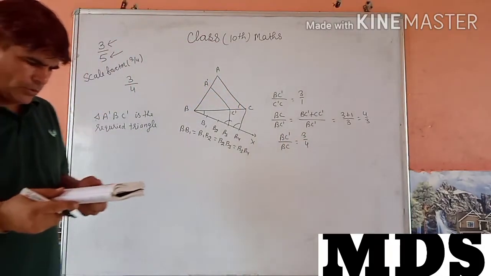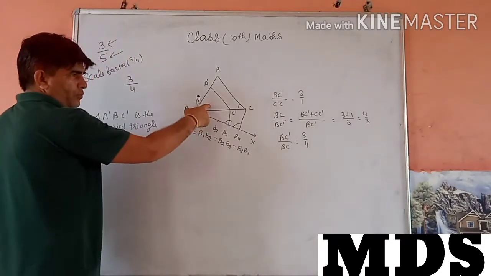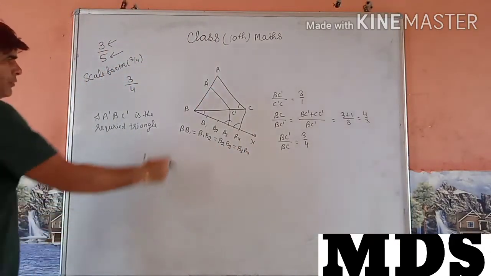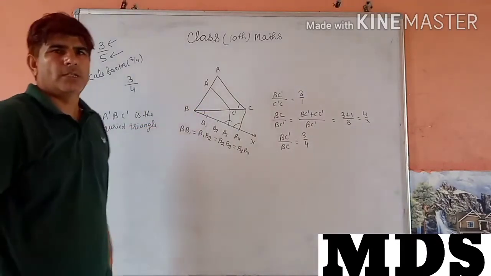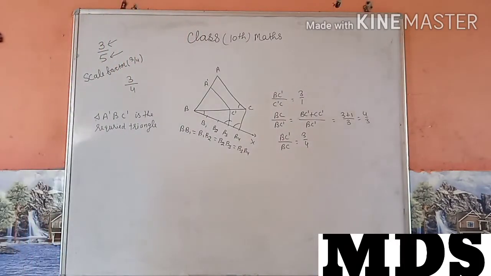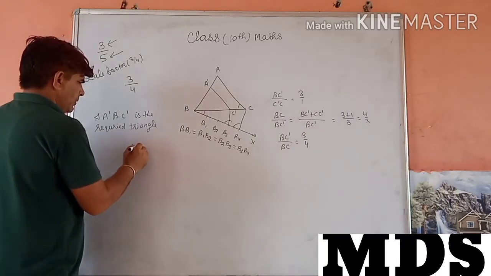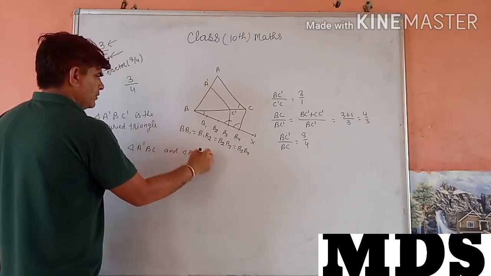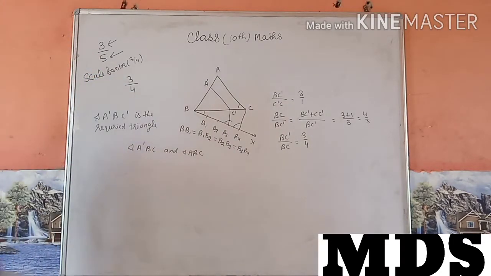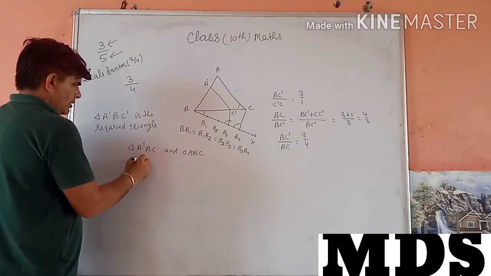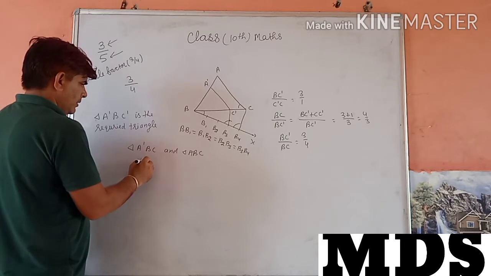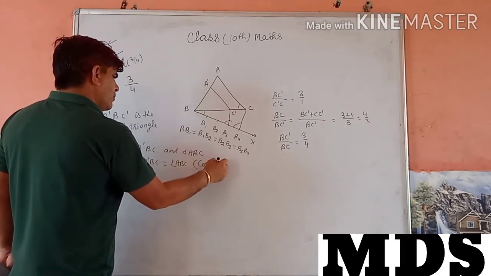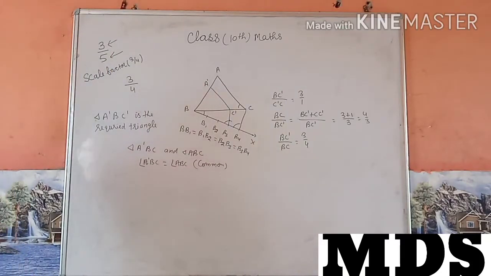Now this is the way of doing it. I am telling its proof, but that is not important from the exam point of view. The exam point is this: you have to construct a triangle which is similar to the given triangle and in the given ratio. So what can you say about triangle A dash B C dash and triangle ABC? Angle A dash B C dash equals angle ABC. Why? Because it is common. Understood or not?